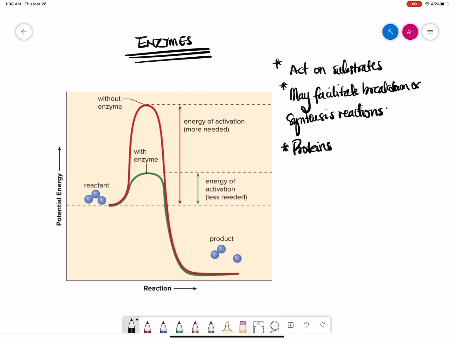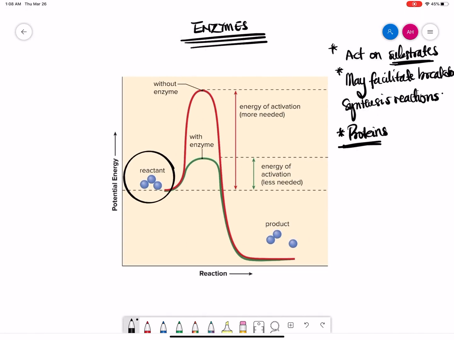Enzymes act on what we call substrates, and they are made up of proteins. They may facilitate breakdown or synthesis reactions. Synthesis meaning build up reactions. So let's take, for instance, you have a reactant and you have a product. You're trying to get to the product and you have these reactants.